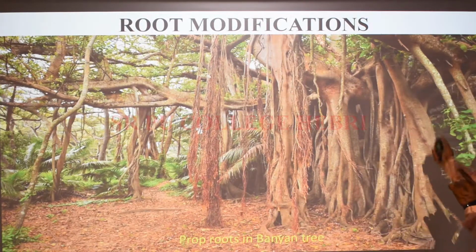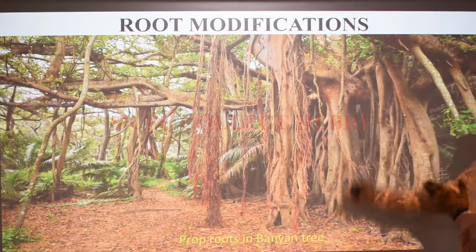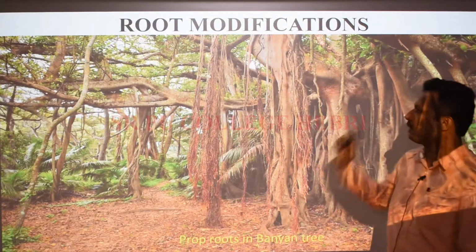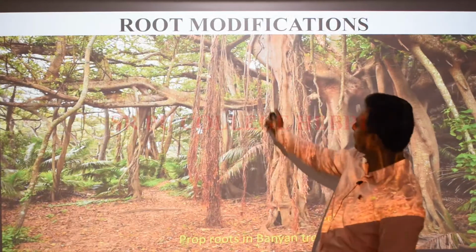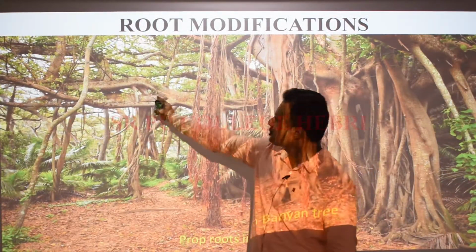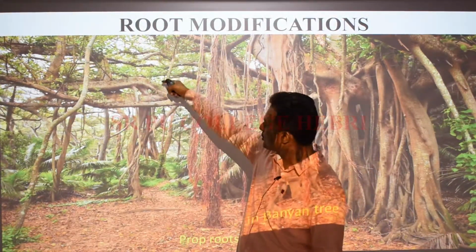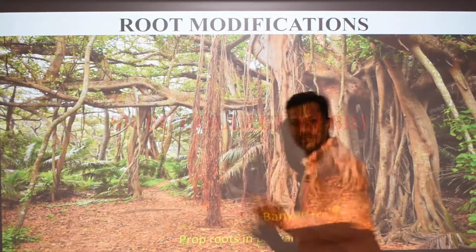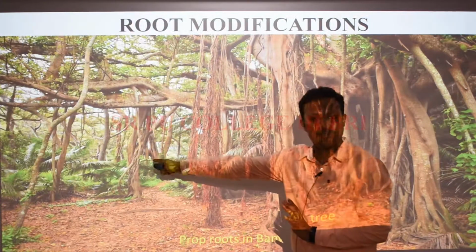See, this kind of root modification you are seeing in the banyan tree is called prop roots. This is a branch of the stem. From the branch of the stem, you see the roots arising and reaching the ground. And this part looks as if it is a stem of the plant body.